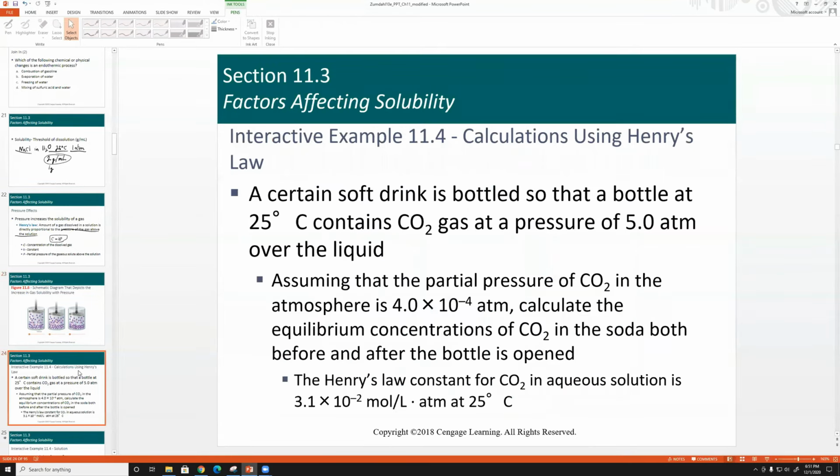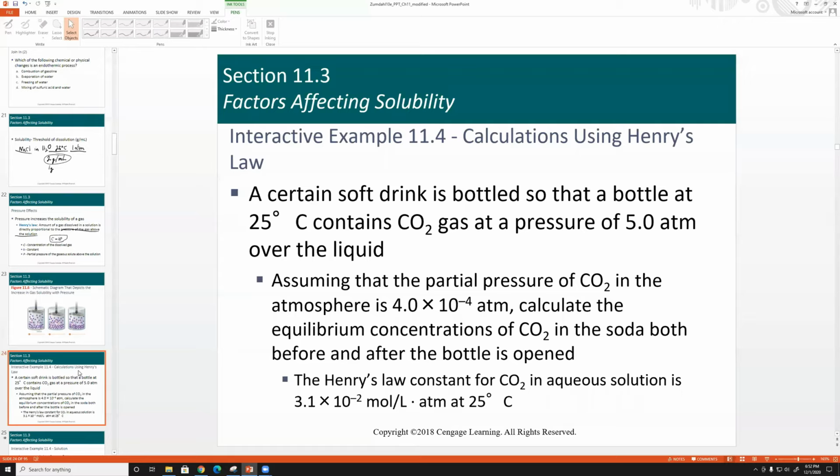Okay, interactive example. Let's do one. So a certain soft drink is bottled so that the bottle is at 25 degrees Celsius. It contains CO2 gas at a pressure of 5 atm over the liquid. Assuming that the partial pressure of CO2 in the atmosphere is that, calculate the equilibrium concentrations of CO2 in the soda both before and after the bottle is open.